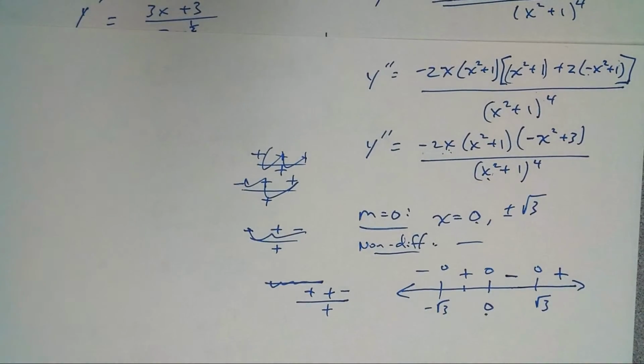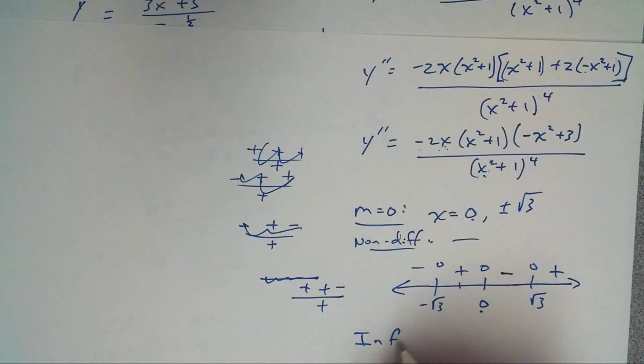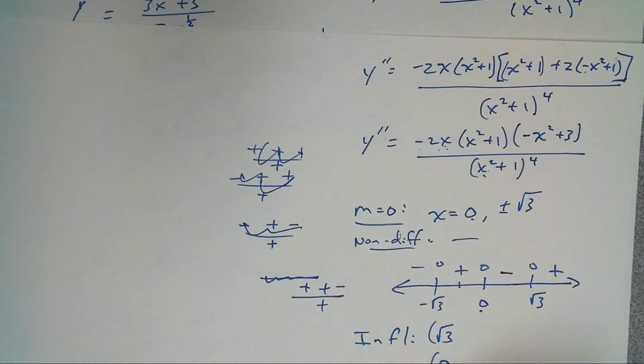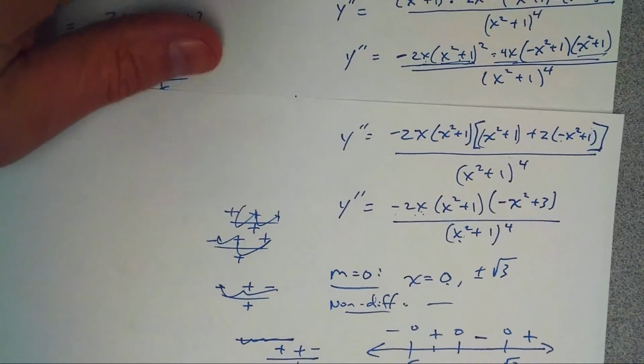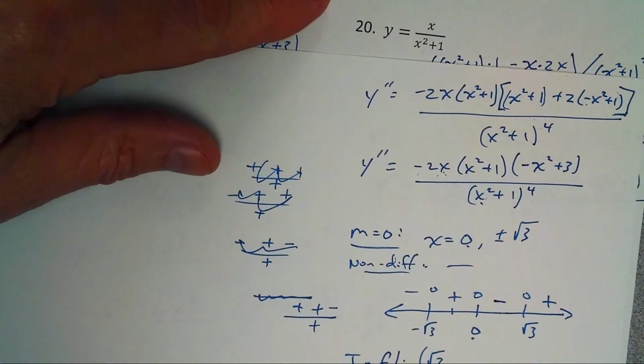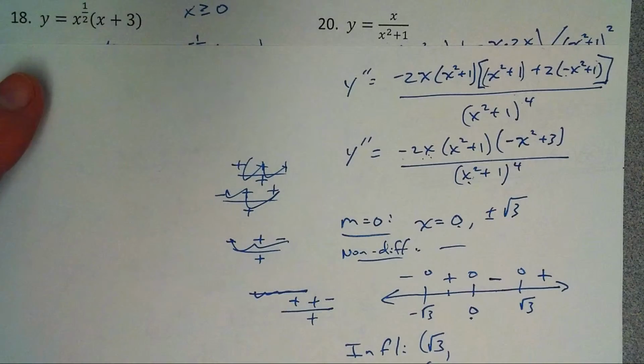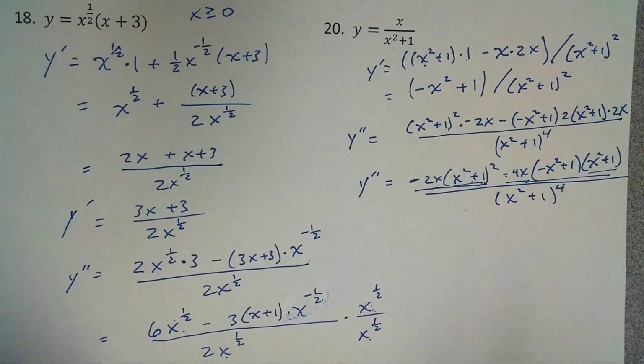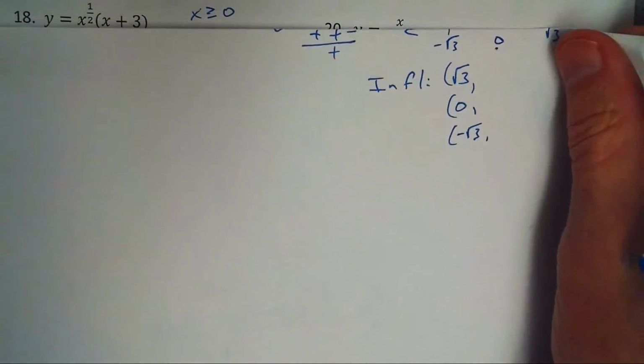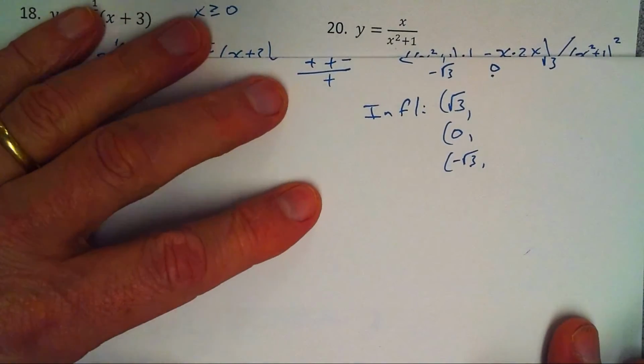Therefore, I have inflection points at root 3 something, at 0 something, and at negative root 3 something. So I go back up, take these guys back up top. We have room if I fold it. Take these guys right back up to my initial function.